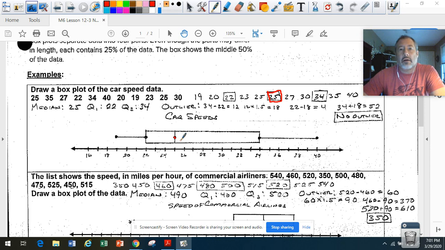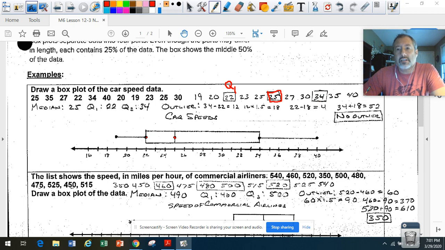So now, when we're figuring out what our Q1 is, we do not include this 25 right here. We can include the other 25, but not this 25 here. So we have 1, 2, 3, 4, 5. That makes life a lot easier when it's odd. So I have 2 on this side, 2 on this side. We can see that my Q1 is going to be 22. We'll put that dot right there.